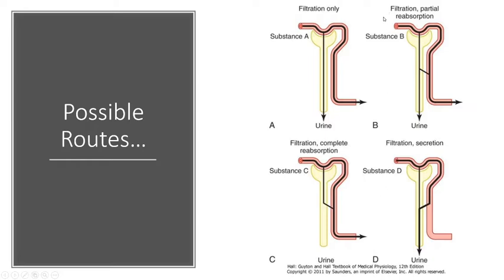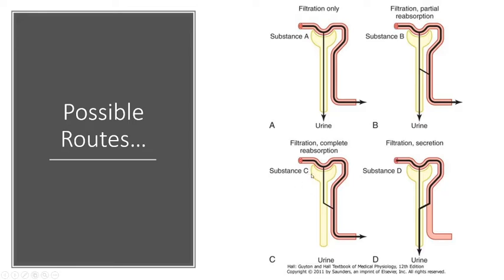B is something that's filtered across. Some of it is reabsorbed, and some of it goes into the urine. So that's things like sodium and potassium, and most other ions. And that's where the kidney does its job, its mechanism of, we need to get rid of any excess, but also at the same time hold on to what we need.